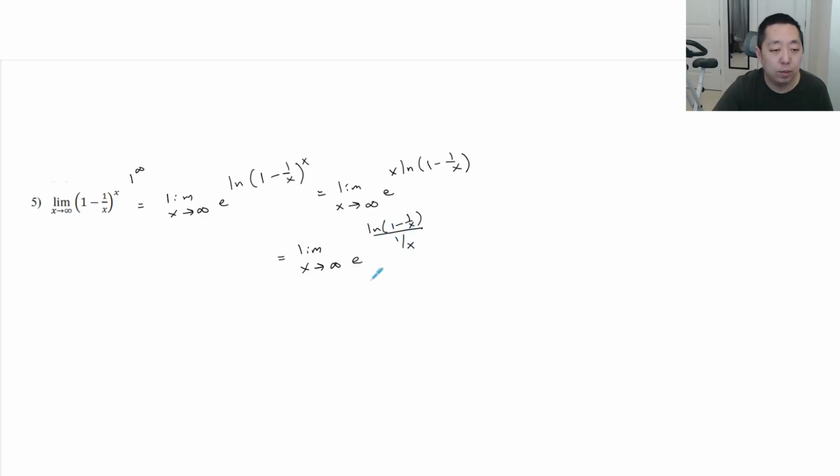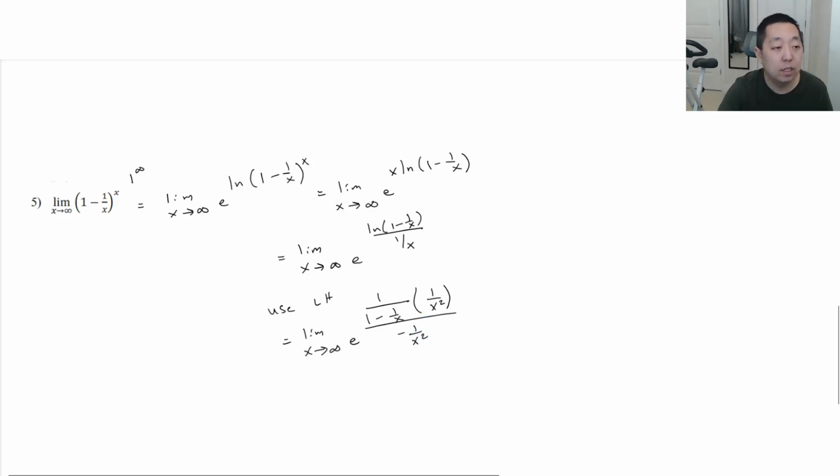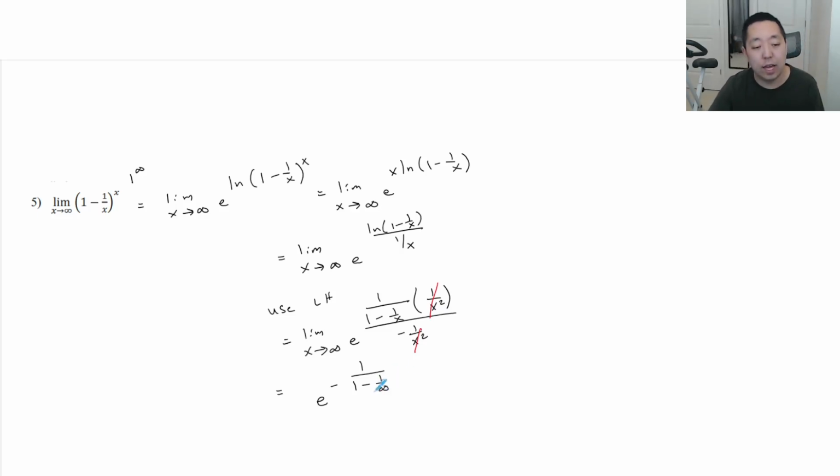Move the 1 over x to the bottom. Then we're going to use L'Hopital's rule to make it the limit as x goes to infinity of e to the 1 over (1 minus 1 over x). Then by chain rule, the derivative of 1 minus 1 over x is 1 over x squared, over negative 1 over x squared. The 1 over x squareds cancel. And then you're pretty much plugging in infinity. So it's e to the negative 1 over, because I have this minus sign down here, (1 minus 1 over infinity). That guy's going to go to 0. So it just becomes e to the negative 1, which is 1 over e.